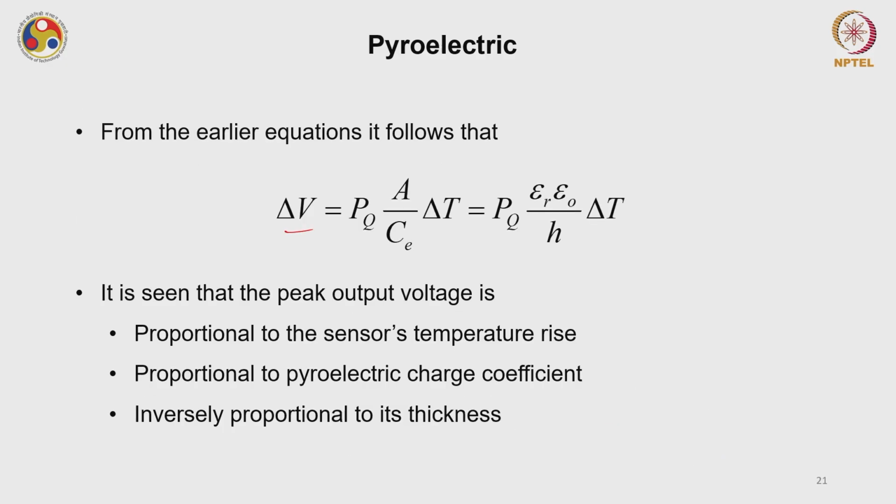Now, del V can be found by putting these values in this equation, and finally what I get is del V is equal to P into A by CE into del T, or this in turn is equal to PQ into epsilon R epsilon naught by H into del T. So, if you see this change in voltage, or the peak output voltage is basically proportional to the sensor's temperature rise, or del T, proportional to pyroelectric charge coefficient, this PQ, and inversely proportional to its thickness.